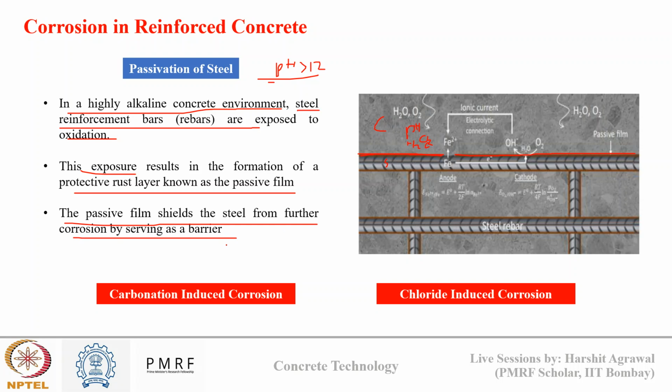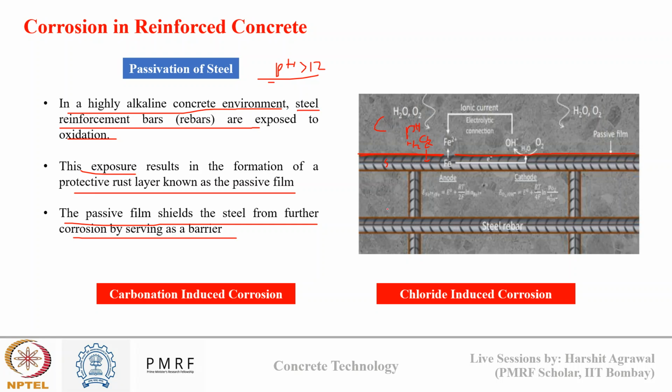Passivation helps us reduce the rate of corrosion to a very low value. Although oxygen and water can permeate through the passive layer, the rate at which corrosion occurs will be very slow, which gives concrete an infinitely long lifespan.